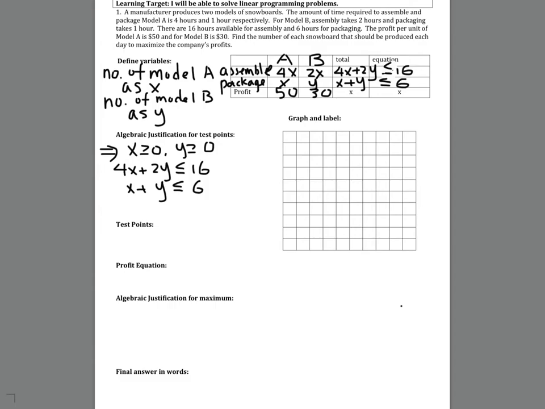And we know the profit is going to be 50 for A, 50 times X. We don't know how many snowboards they build for Model A. And then 30 times Y. So we want to find the maximum profit equation. Now we have the constraints.